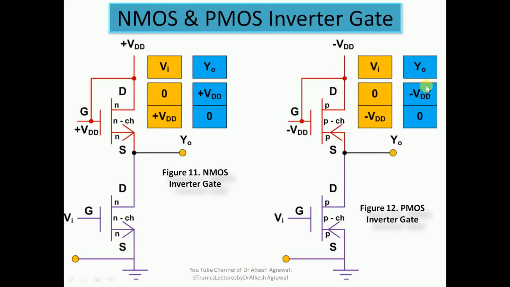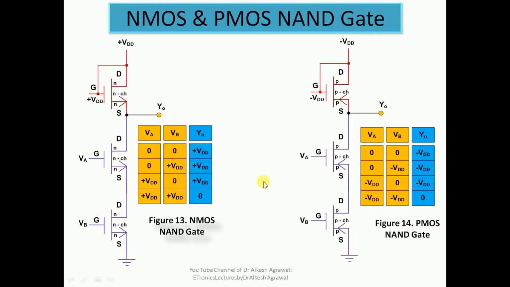so we get minus VDD. When we give minus VDD at this input, that is high logic input, this gate will be on and the output will be pulled down to ground, so we get the low logic output. So here you can see the implementation of an inverter gate through NMOS and PMOS. Now let's see the implementation of a NAND gate through NMOS and PMOS.